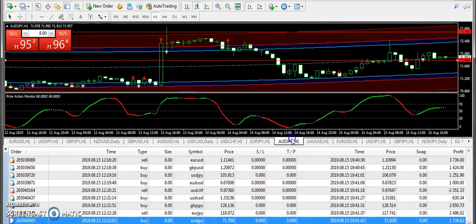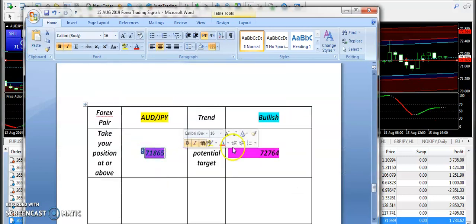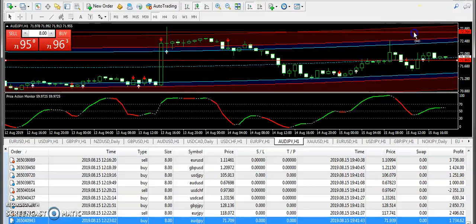At last, I'm going to talk about AUD/JPY. AUD/JPY with a bullish expectation from 71.865, and if it continues a bullish activity like this, then it can go up to 72.764. But overall, if you look, the momentum is weak. So it's not a very good pair to trade when the market is in ranging conditions.